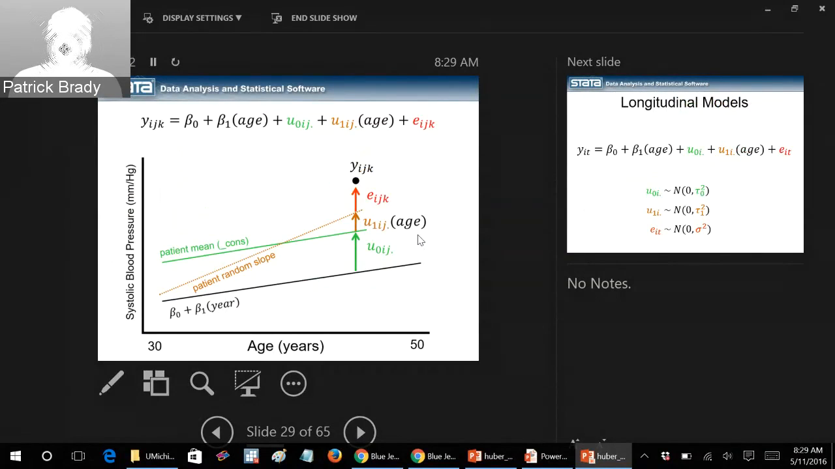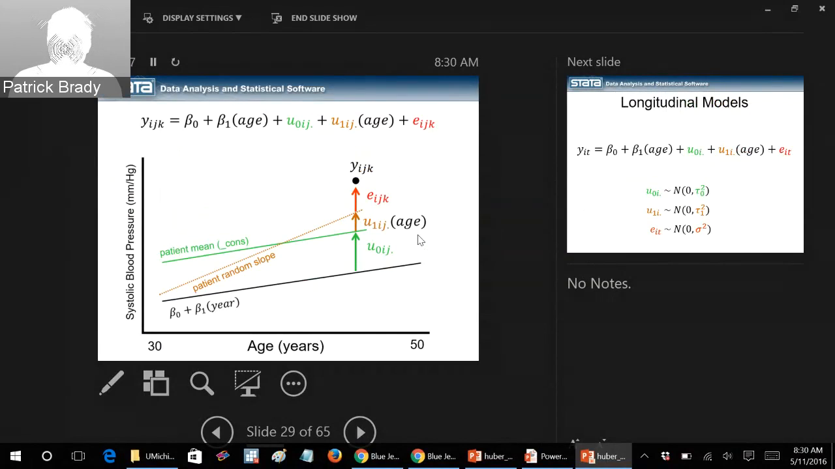Now, notice that brown line, the reason I have age in parentheses next to that is because it's a function of age. It depends. So the size of that brown arrow depends on where I am along the age axis, right? Because if I were to measure this point right here, the distance between the green line and the brown line is much smaller than it is when age is farther out here. Does that make sense? So that random effect is a function of age. Okay, so I have to take age into account with that particular random effect.